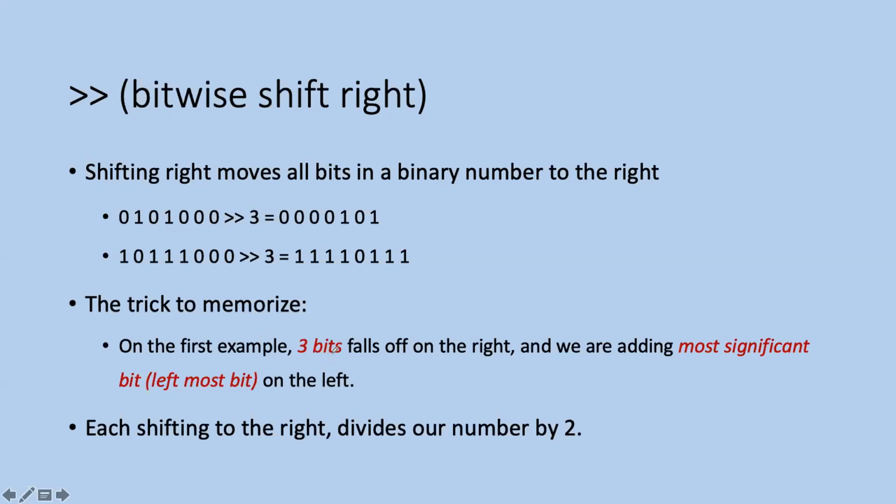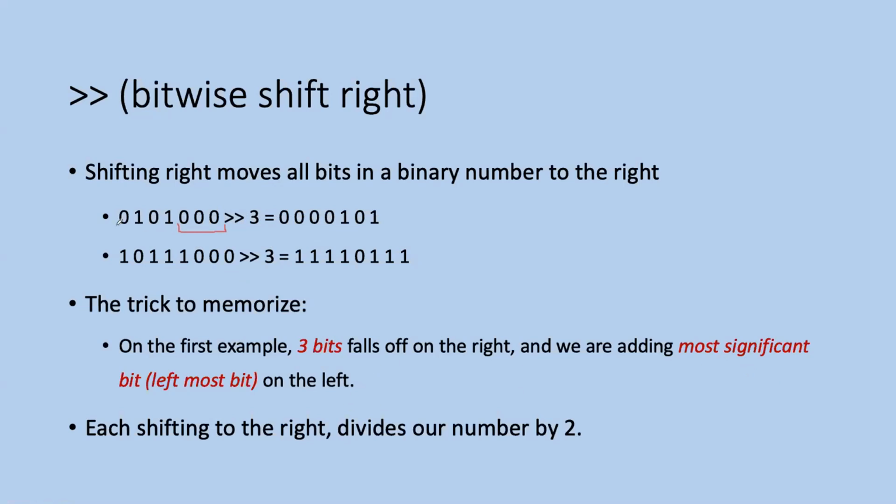3 bits fall off on the right, and we're adding most significant bits, the leftmost bits, on the left. So what's happening is, this 3, we're taking them off, and now what's remaining, if you notice, is 0 1 0 1. So 0 1 0 1 is still there, and we're adding on the left.